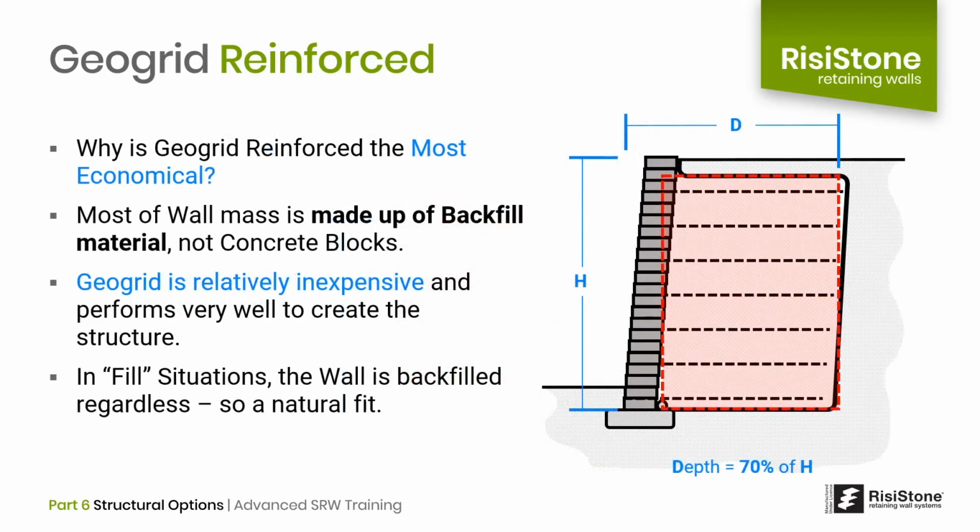We now understand how the basic dimensions of the geogrid reinforced wall are determined, so the next step is to understand why a geogrid reinforced wall is typically the most economical type of structure to build. First, most of the mass is composed of backfill material, not concrete blocks, which is less expensive, even when it is imported reinforced soil. Second, geogrid is relatively inexpensive and performs well to create the gravity mass.